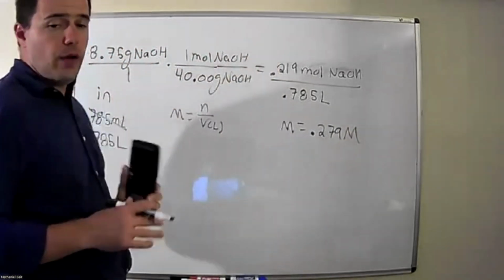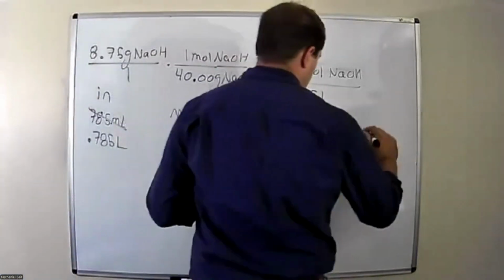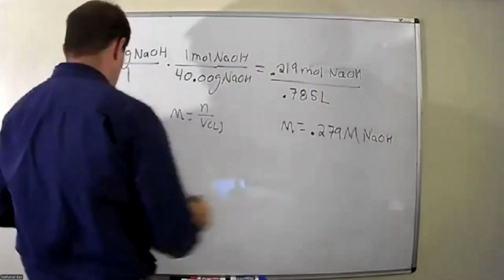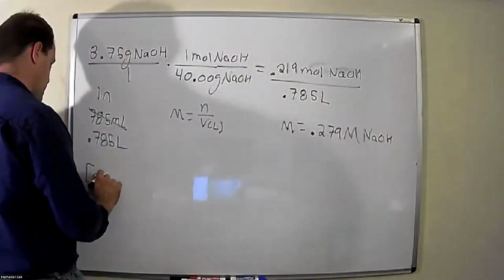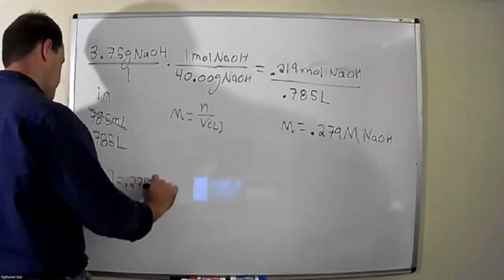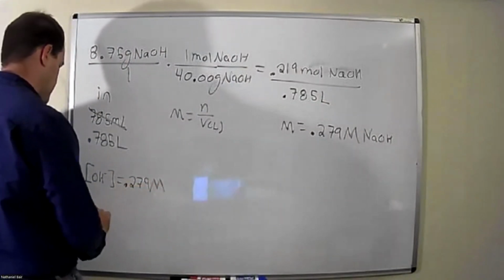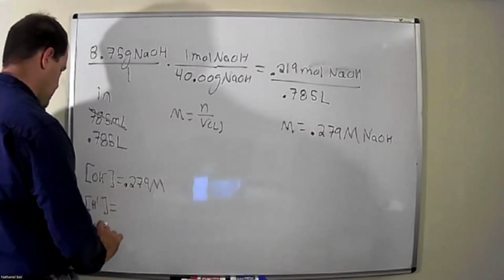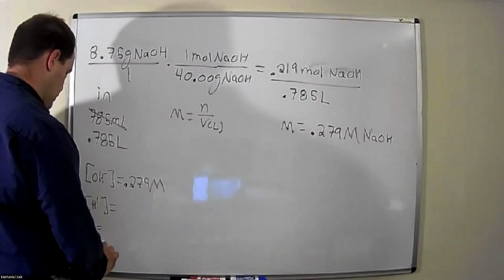So you actually have one of the four things. Because sodium hydroxide is a strong base and it fully dissociates, that is the hydroxide ion concentration. So now, can you turn that into a hydronium? Can you turn that into a pH? And can you turn that into a pOH?